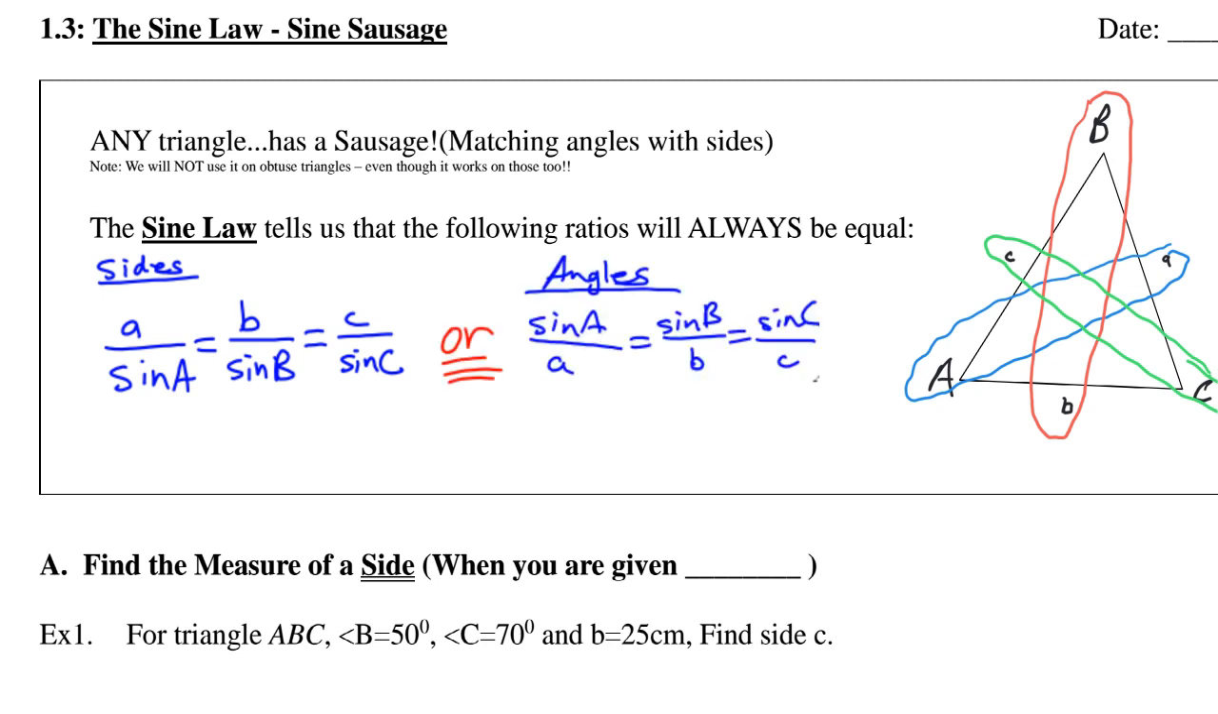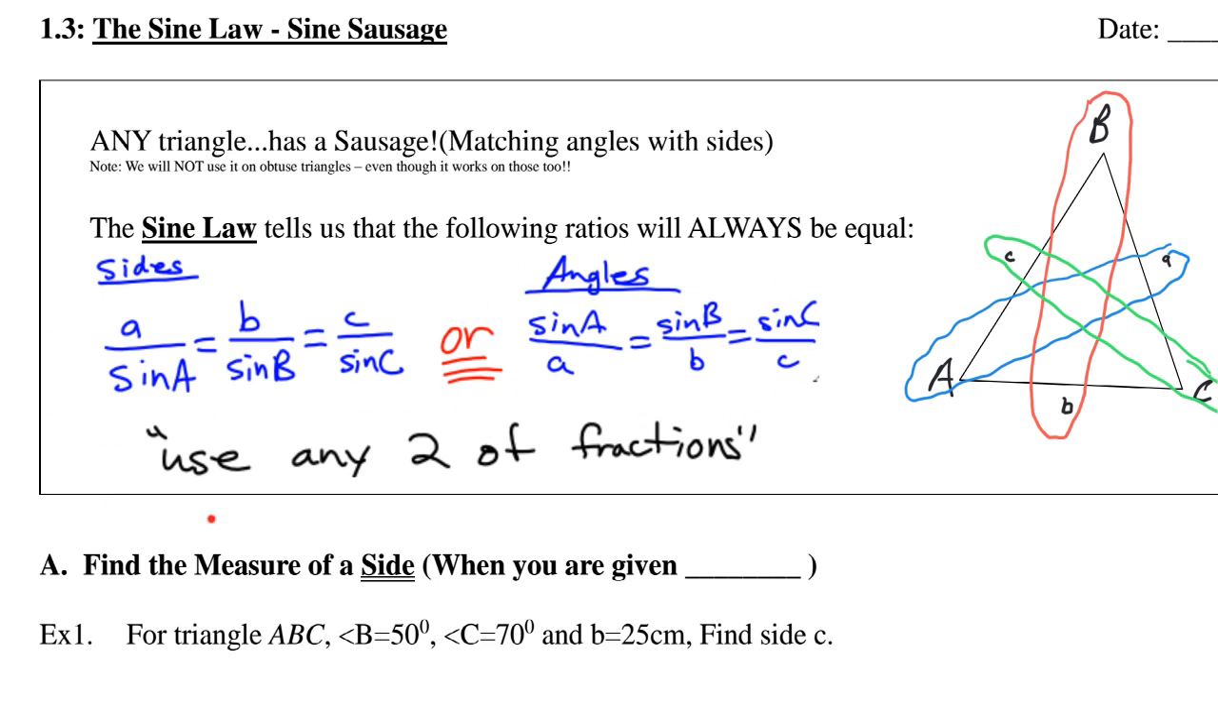Now, if we're trying to find an angle, we start with the sine of the angle on the top of the fraction. So we have sine A over A equals sine B over B equals sine C over C. So now, when we're doing any of these problems, we have to determine which one we're going to use. We're either trying to find the side of a triangle or we're trying to find the angle of a triangle. So therefore, you have this one for our sides and this one for our angles.